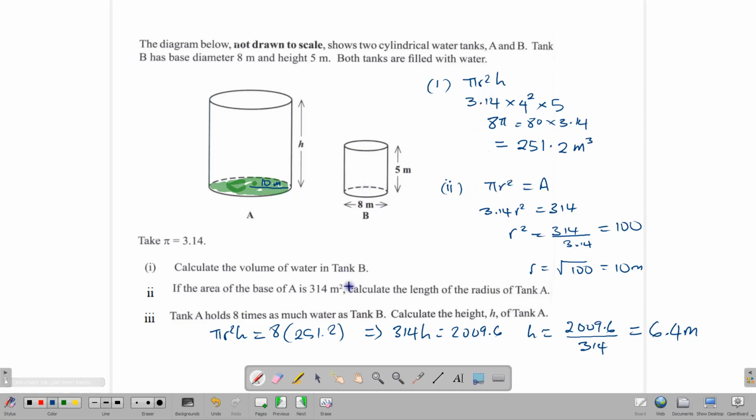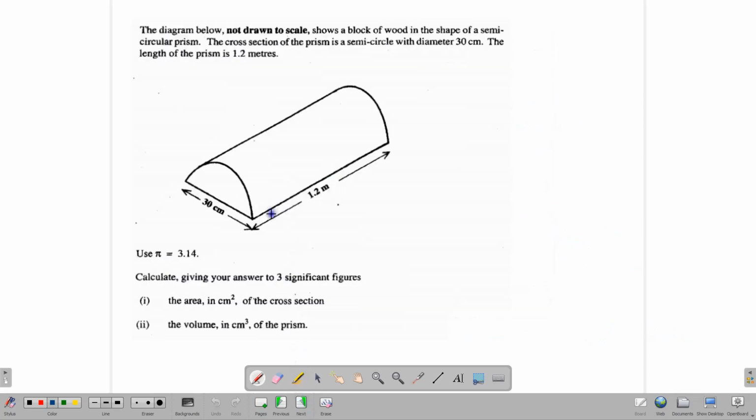And here we use the fact that the area of a circle is pi r square to calculate the radius, and then apply the same pi r square height to calculate the height of this larger tank. Let's look at our next question, which is slightly different but similar.